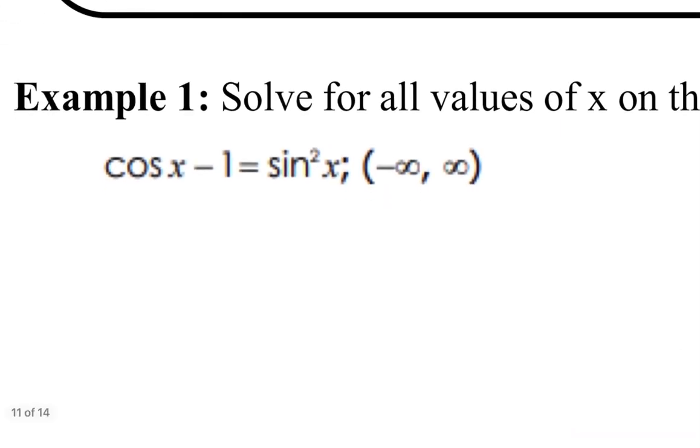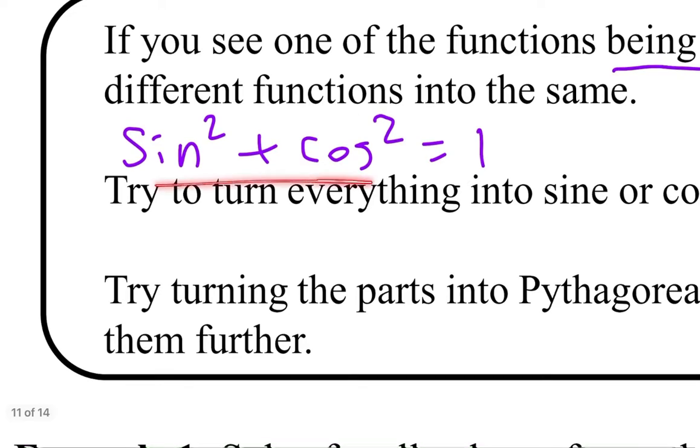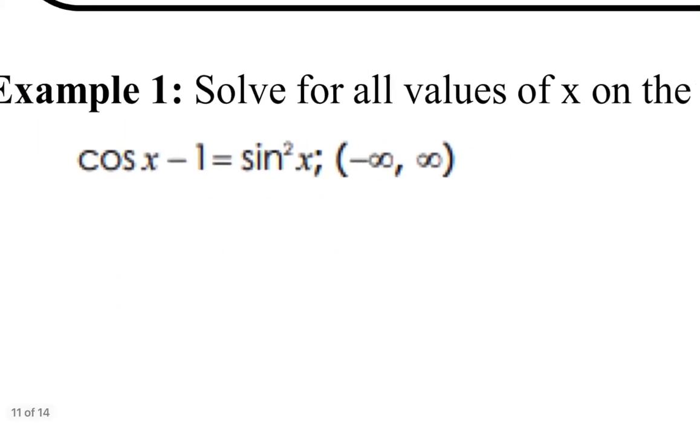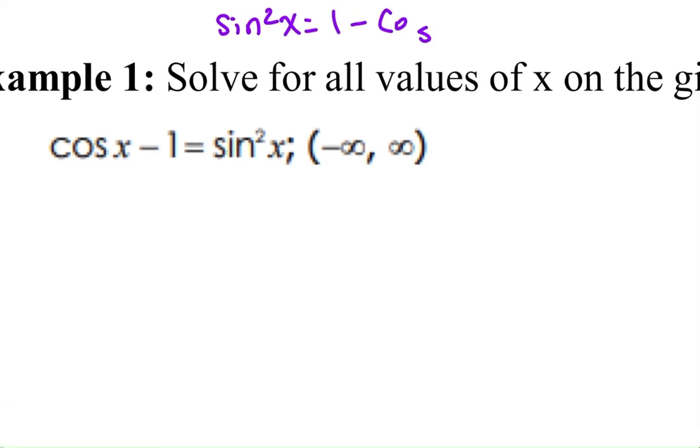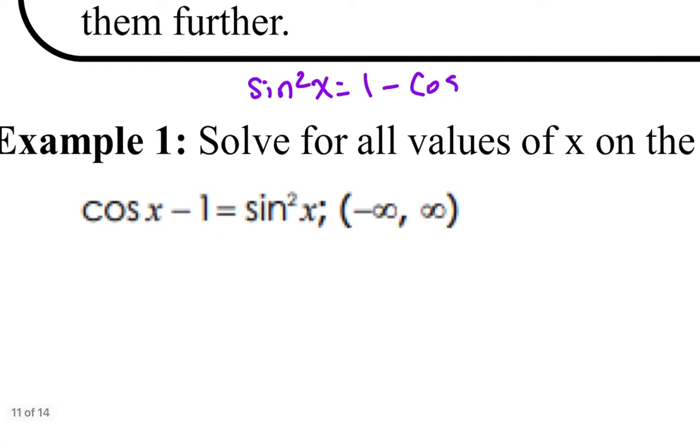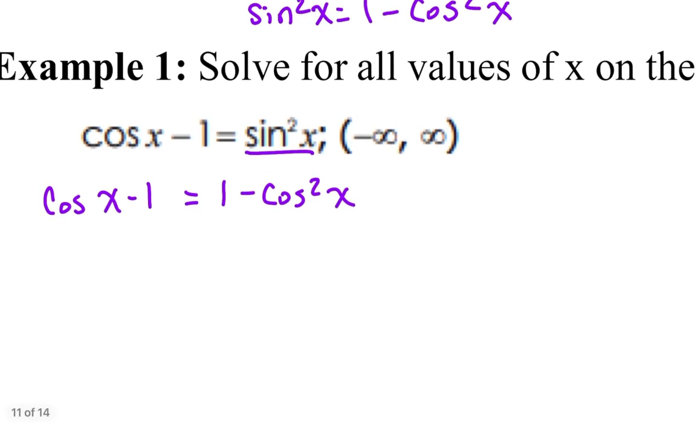So you can see here we've got cosine of x minus 1 equals sine squared of x. So immediately what pops up to me is I'm working with cosine and sine, and I know this identity right here can help me manipulate sine into cosine. Specifically, if I were to move the cosine squared to the other side to leave sine squared by itself, we would get 1 minus cosine squared. So I can replace the sine squared with 1 minus cosine squared, and that's what I'm going to do. Cosine of x minus 1 equals 1 minus cosine squared of x.